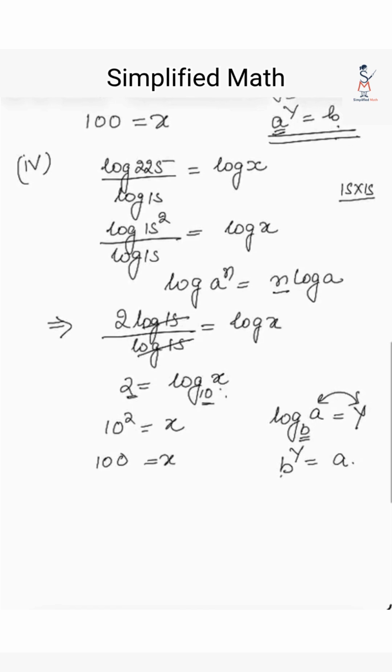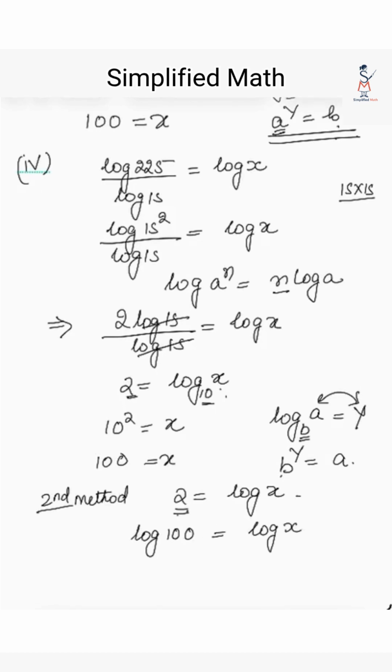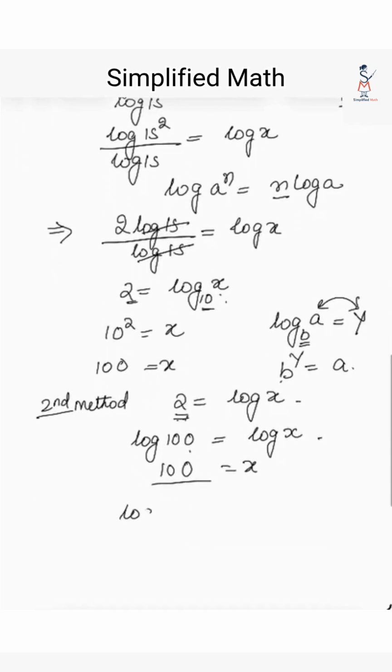Now here I'll show you the other way also, the second method. The second method for this: 2 is equal to log x. So log 100 is also 2. So instead of 2 you can write log 100 is equal to log x. So x is equal to 100. Fine. And now why 2 is equal to log 100, that I'll show you. Log 100, no base is there, that means it's 10. So this can even be written as 10 squared by 10, and 2 comes in front of the log.